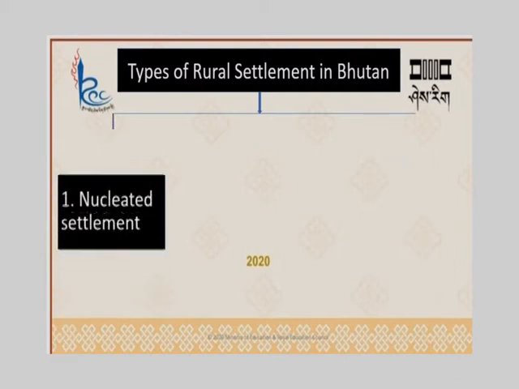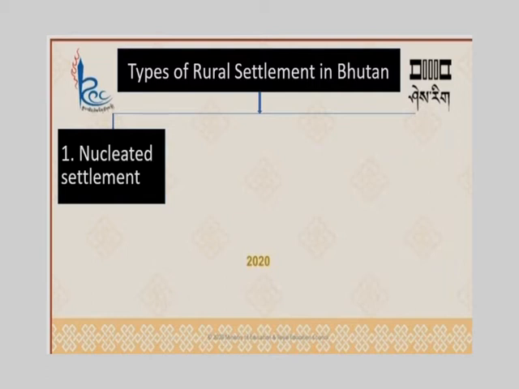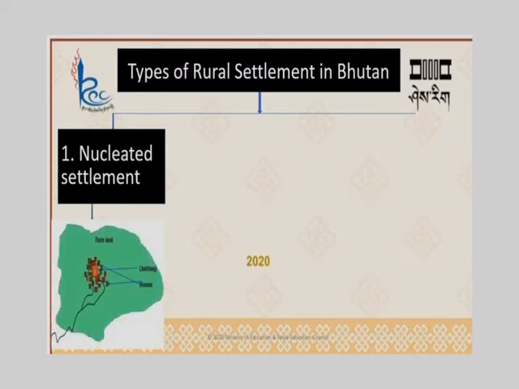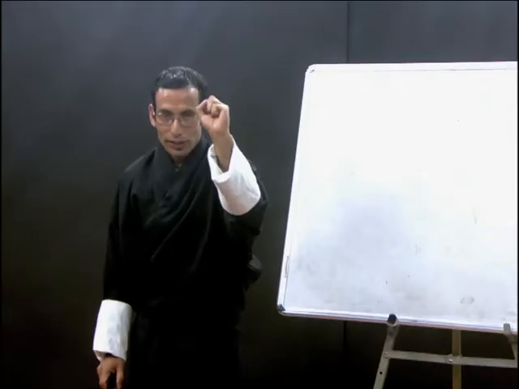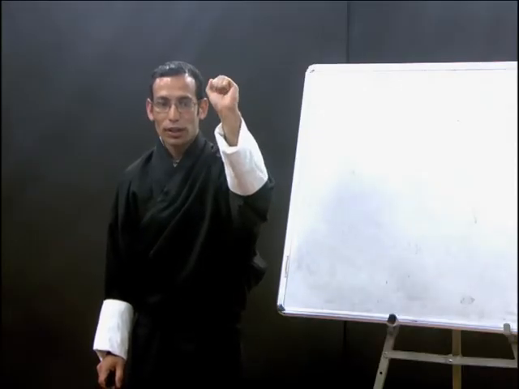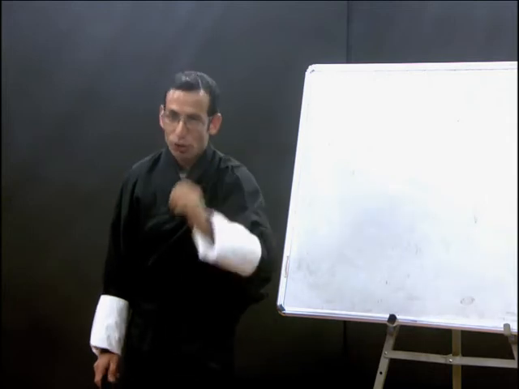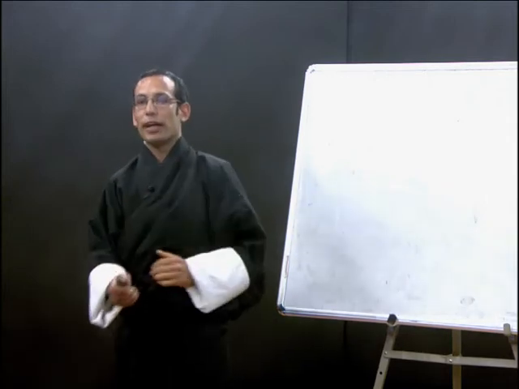The first type of rural settlement we have is nucleated. Let's see how nucleated looks in the picture. See, if you look at my hand, my fingers are nucleated, right? And if I disperse them, it's dispersed, right? Keep that concept. We are going to discuss this very clearly.